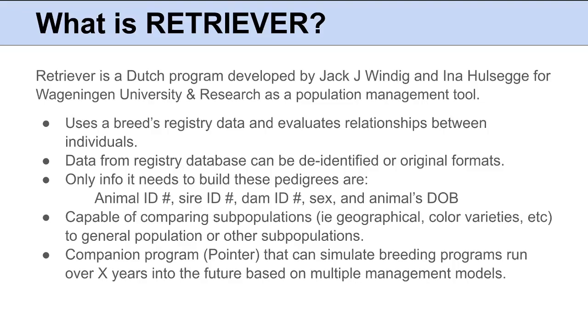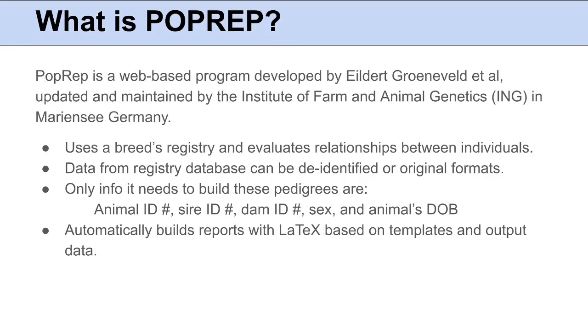It has a companion program, Pointer, that can simulate breeding programs run over X years into the future based on multiple management models. And the second program is PopRep. It's a web-based program, and again, like Retriever, it uses a breed's registry and evaluates relationships between individuals. The data from the registry database can be de-identified or original formats, and again, it needs animal ID number, sire ID number, dam ID number, sex, and animal's date of birth. It automatically builds reports using LaTeX-based templates and the output data, which is pretty handy.